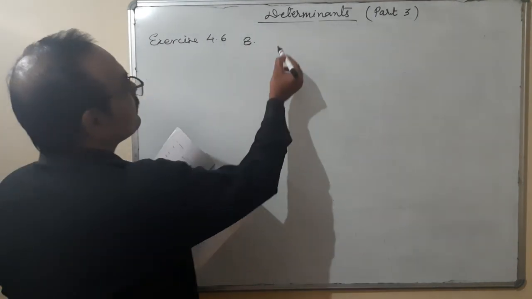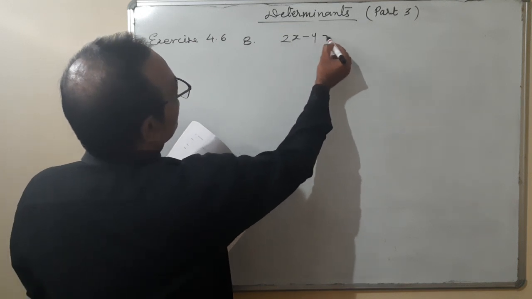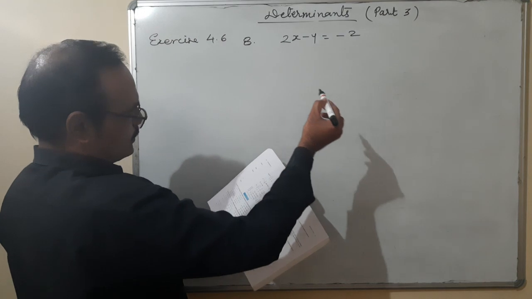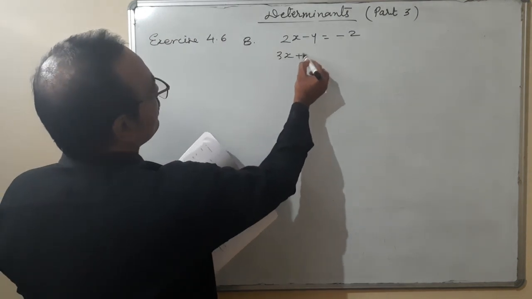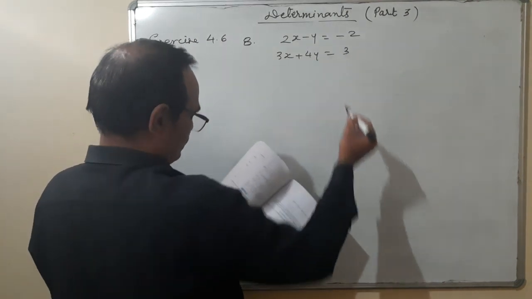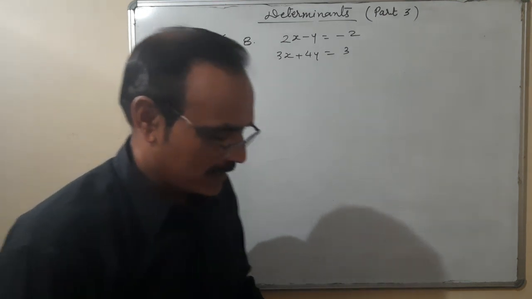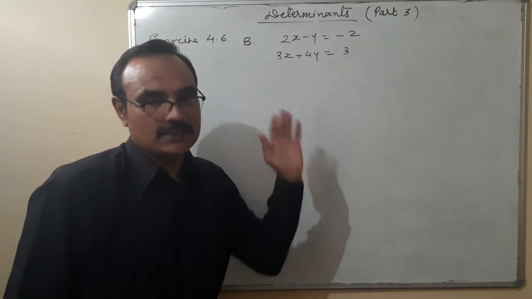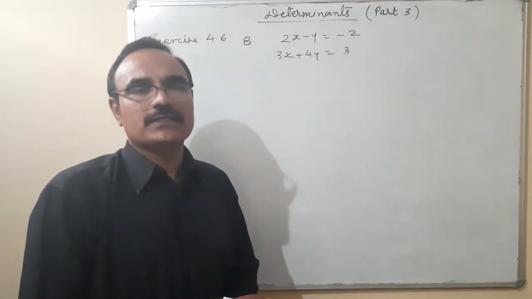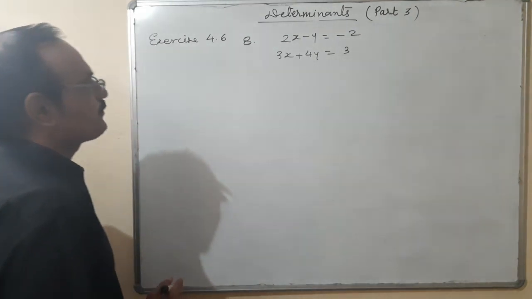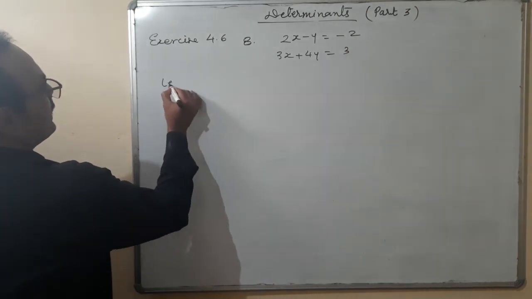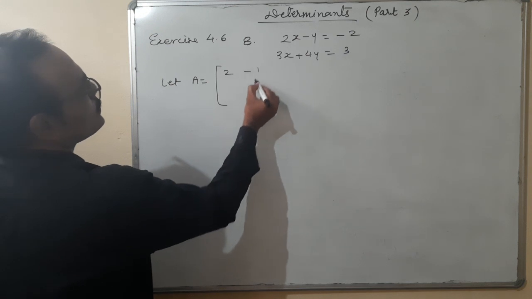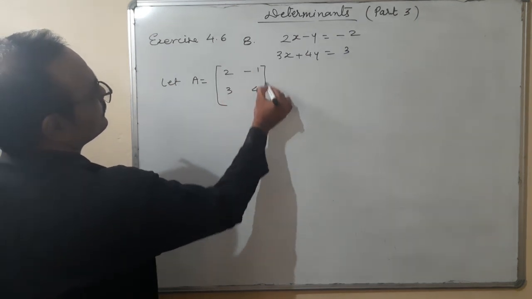2x minus y is equal to minus 2 and 3x plus 4y is equal to 3. The question, 2x minus y is equal to minus 2, 3x plus 4y is equal to 3. We are finding the values of x and y using the matrix method. These are the linear equations. Okay. So starting, let A is equal to the coefficients 2, minus 1, 3, 4.